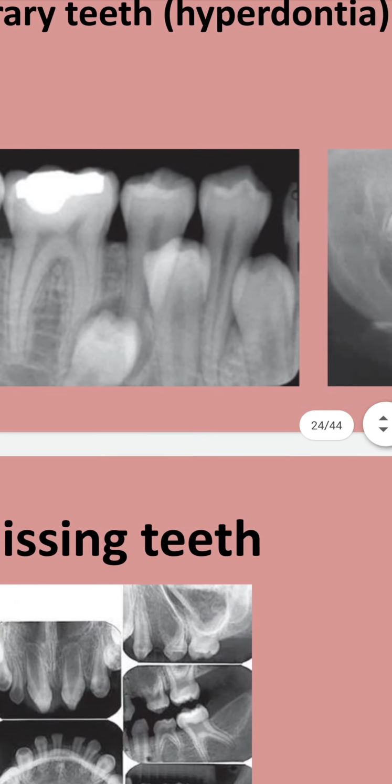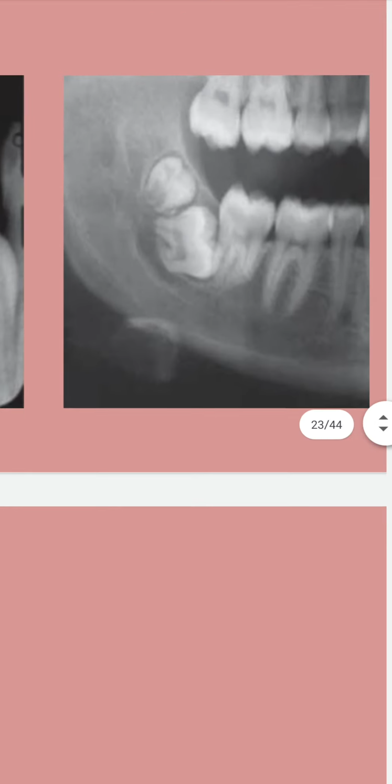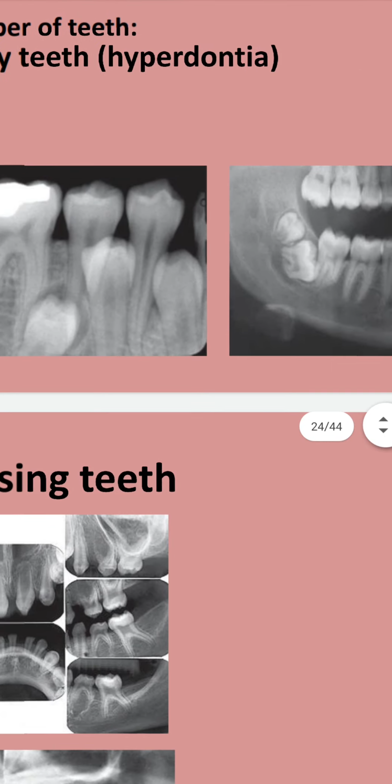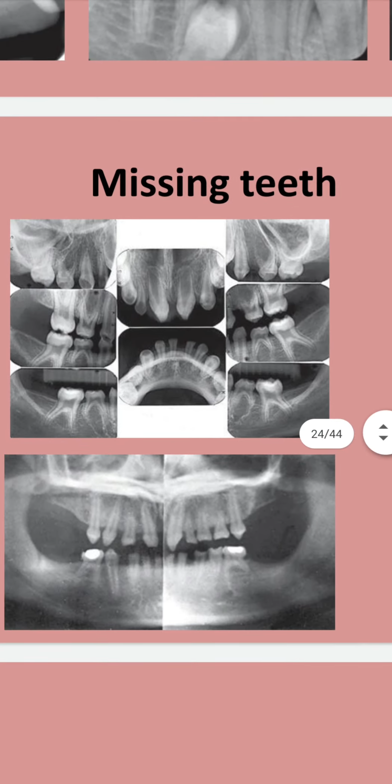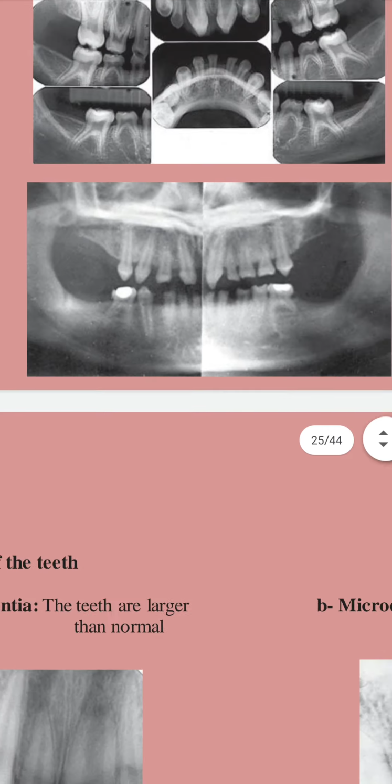And this is a supernumerary tooth in the middle area. On the posterior part of the mandible, we also have supernumerary teeth. Or we have hypodontia, that means missing in the number of the teeth, as we see here.